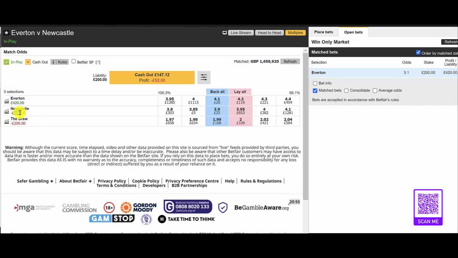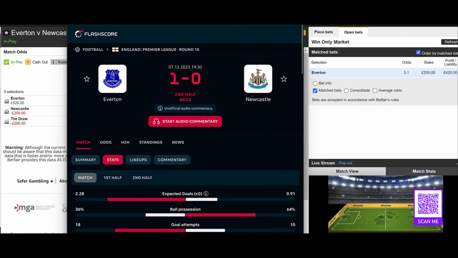Okay, we've got 200 in the market. If we don't like the look of how things are developing, we could exit now and just take a loss rather than risking our full stake on this one. But anyway, just showing you that everything's still going to plan. We're still expecting that Everton win, so no action to take. Everton 0, Newcastle 0. 80 minutes on the clock.